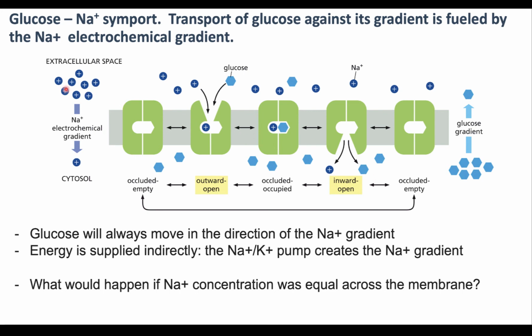If I were to switch the electrochemical gradient of sodium and just pump a whole bunch of sodium into the cell, glucose would then move in the opposite direction. So the sodium gradient is determining the direction of glucose transport. Here's a question I pose: what would happen if the sodium concentration was equal across the membrane? Well, then you would have equal transport, so no net movement of glucose. It would move inward and outward by the same amount.